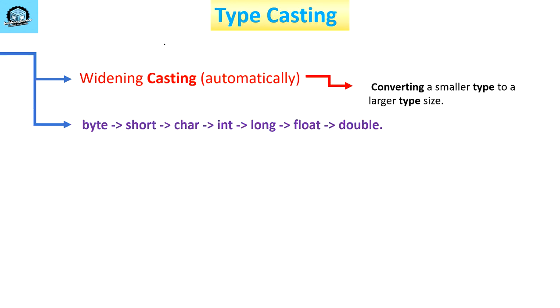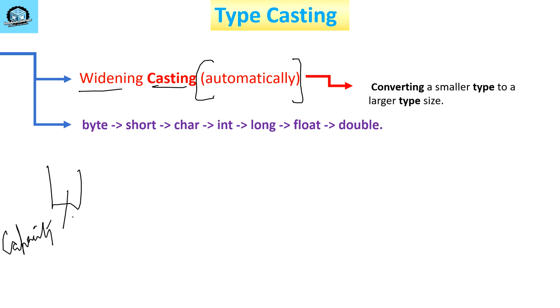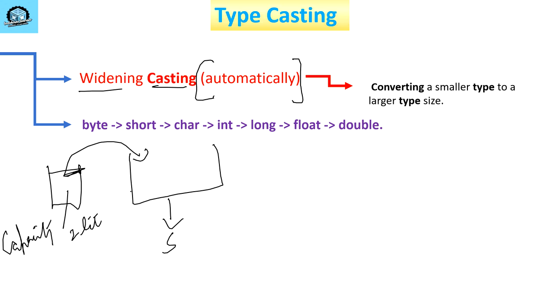We have two types of typecasting, widening and narrowing. First we discuss widening casting, which happens automatically. Let me show you an example. Suppose you have a jar whose capacity is 2 liters, and another jar whose capacity is 5 liters. Suppose the first jar is filled and you pour this water into the other. It will definitely not leak, because it is 5 liters and has 3 liters more capacity even.